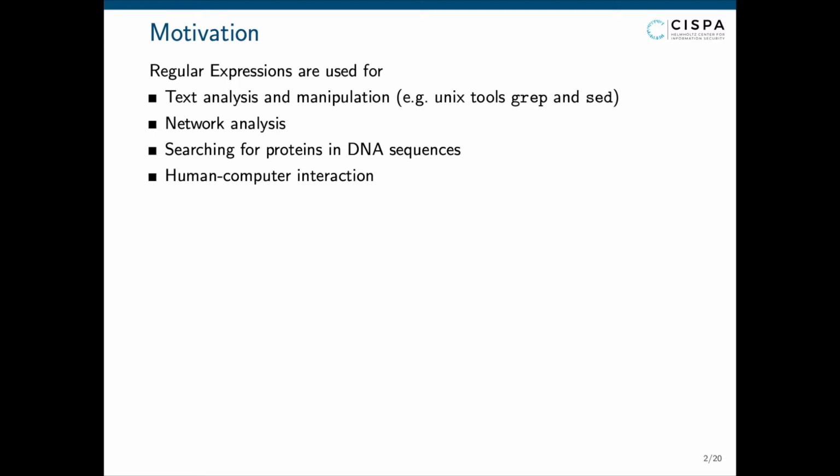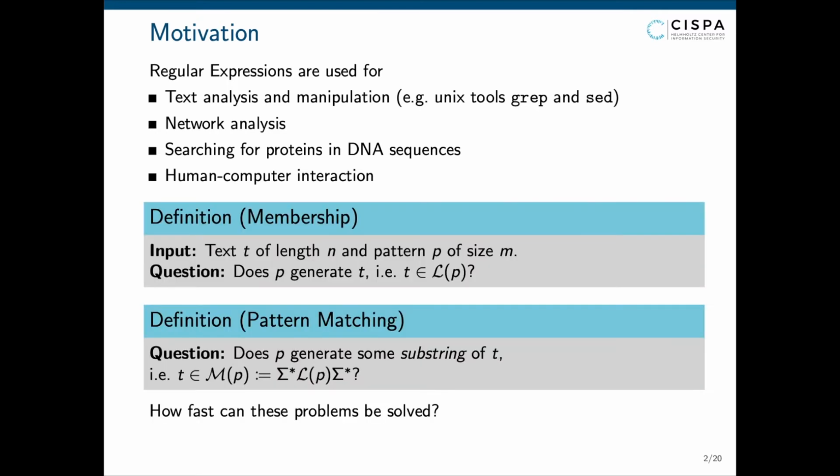So what are the problems I want to consider? First, we have the classical problem, the so-called membership problem, where we are given a text T and a pattern P, and we just want to check whether this text is generated by our pattern P, so is the text in the language of the pattern?